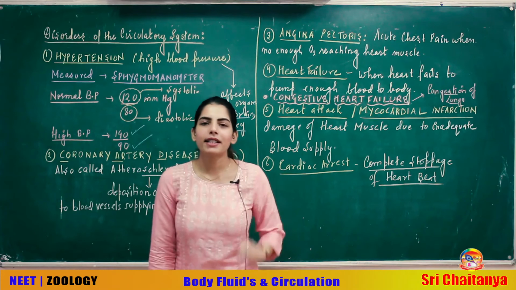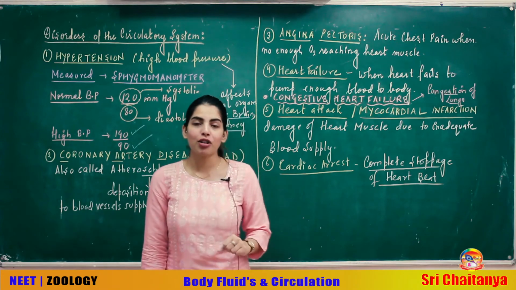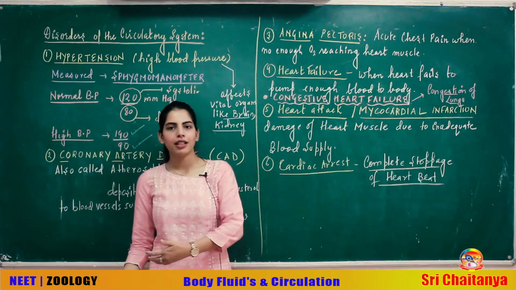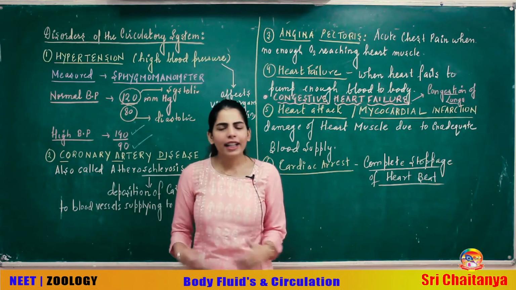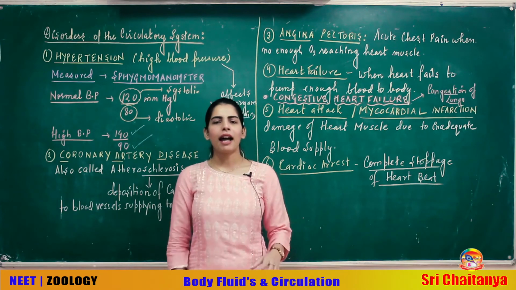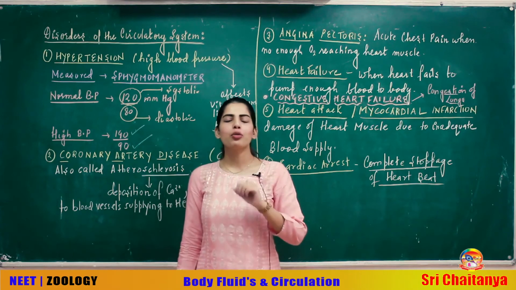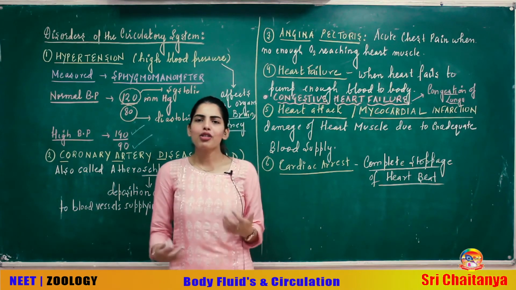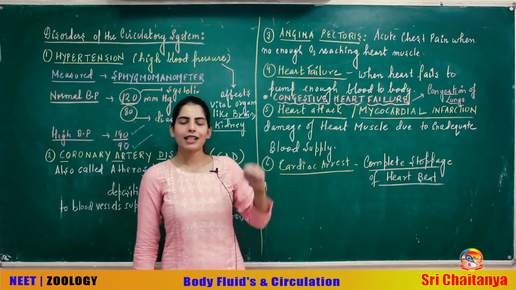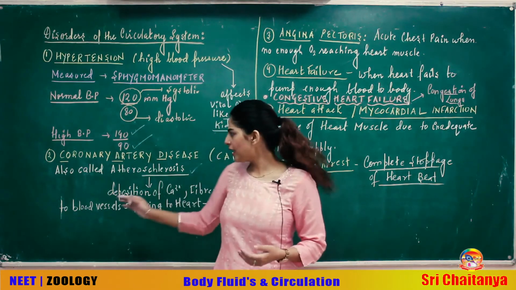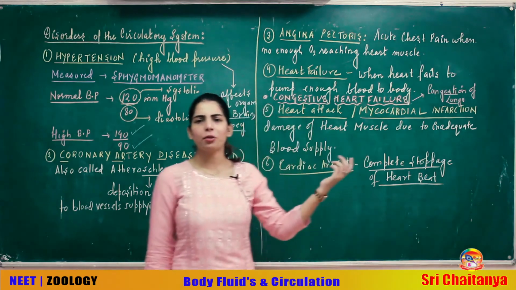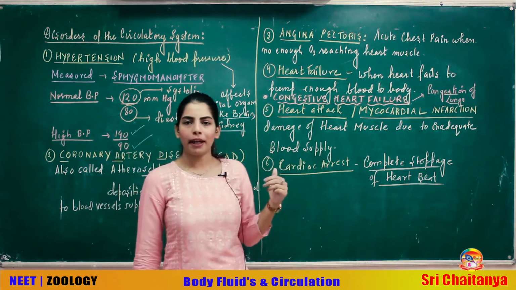If there is a poor blood supply to the heart, that means if your blood vessels are affected, that might also lead to angina pectoris. So any condition that is affecting the blood supply, due to which low O2 is reaching your heart muscles and acute chest pain is seen, is called angina pectoris. And students, even this atherosclerosis can be one of the reasons of angina pectoris.